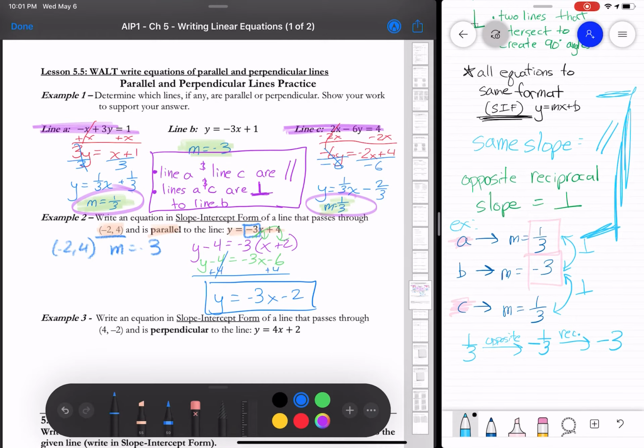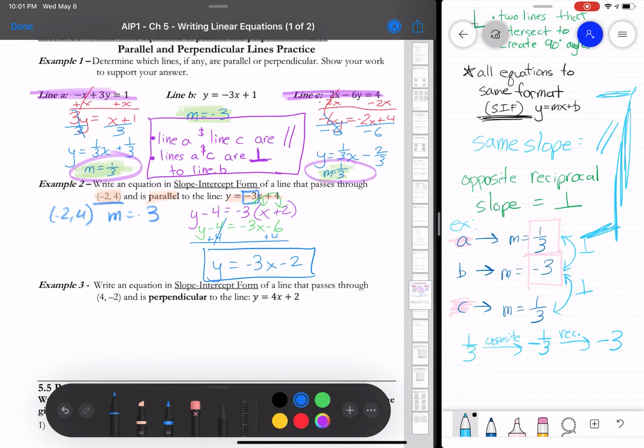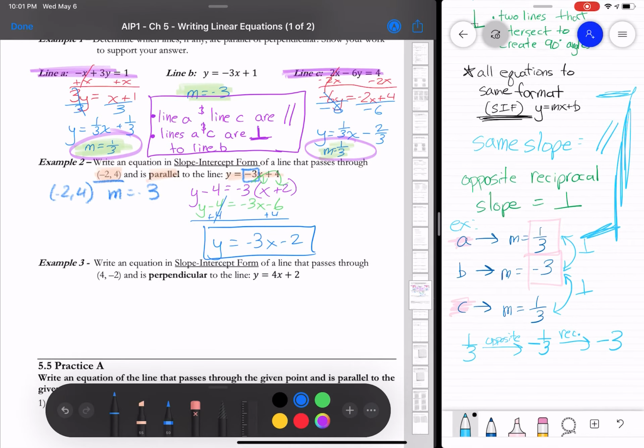Just remember the steps. It's a little tricky, but you'll get there. Let's try the next one. This is the only other one that you're going to try, okay? Now it says it wants it in slope-intercept form. It passes through this point. We have a point, but it wants it perpendicular to this.